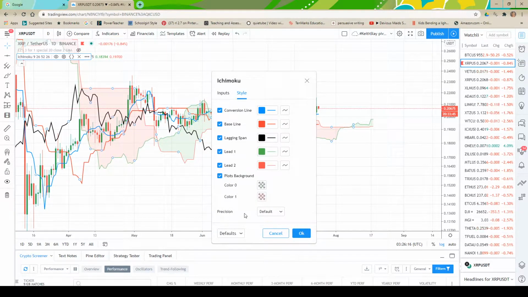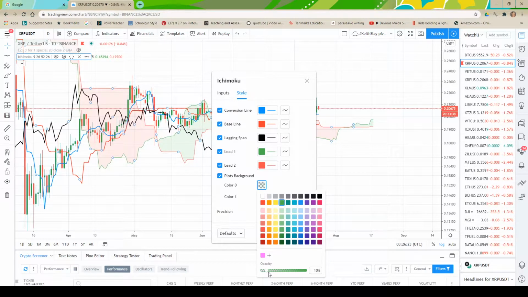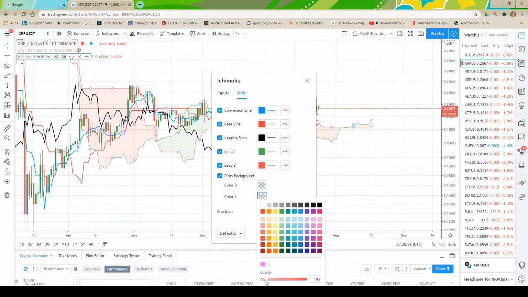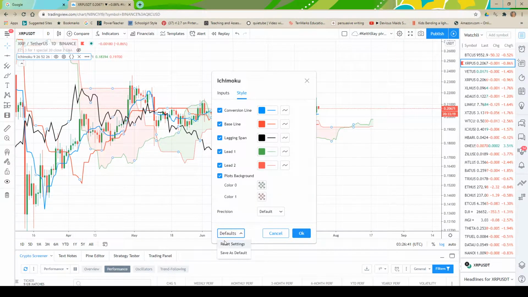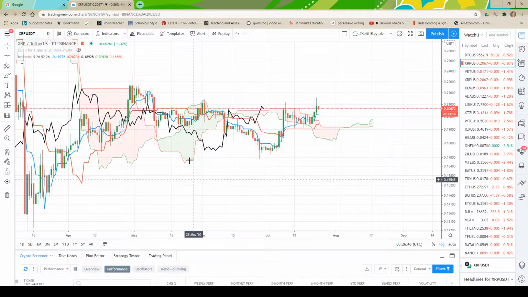So these plot backgrounds back here inside the cloud, the actual cloud color, if you don't like the colors of them, you can make them better or worse. You can change the darkness. I like them pretty faint because I just need to know where it's at. That's all. I don't want to know too much past that. I just want to know about where the cloud is. After I do that, I'm going to click settings again and defaults, save as default. This saves your settings, so every time you put this indicator on, it pops up right back like it was.